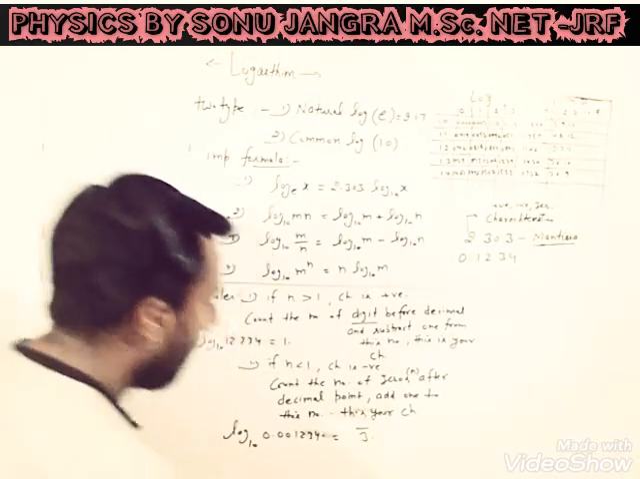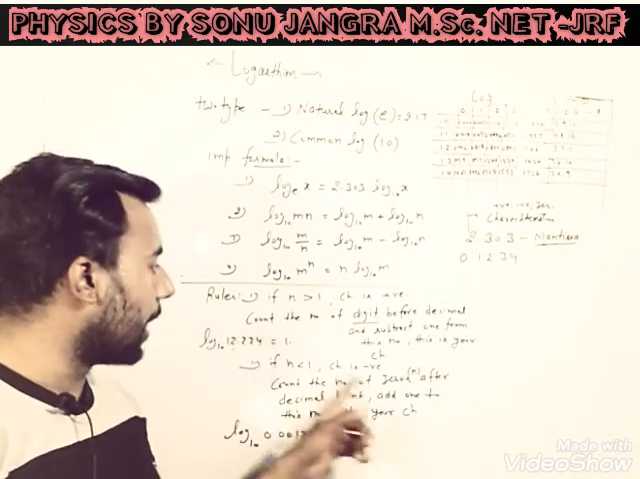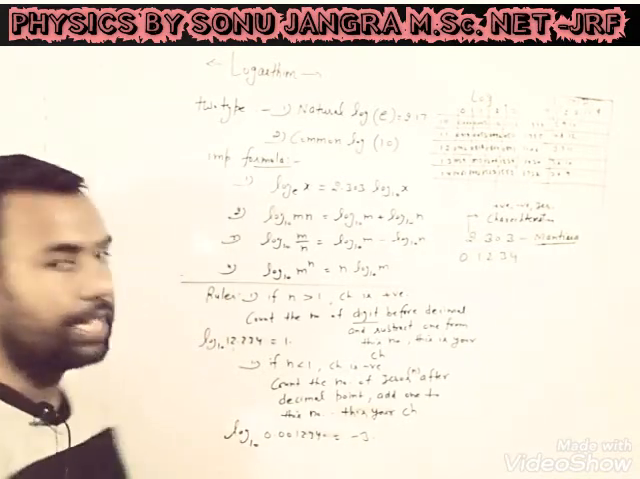It is 3 bar. What do you mean by bar? Bar is for the negative. The characteristic is negative if n is less than 1. In some books it is written like this, -3.